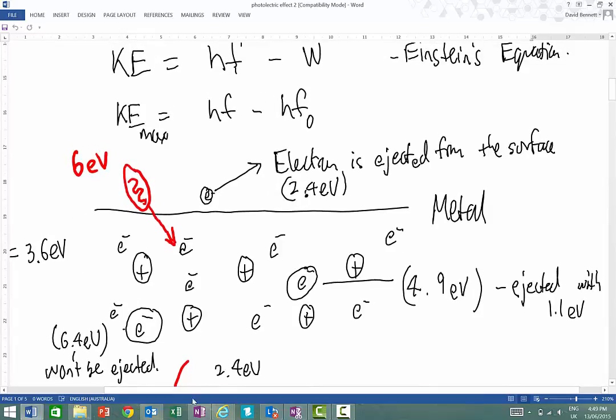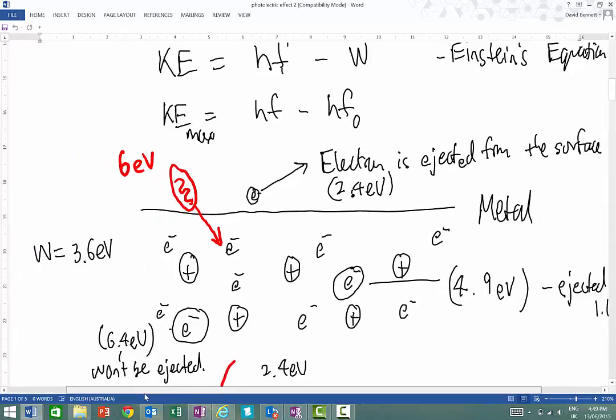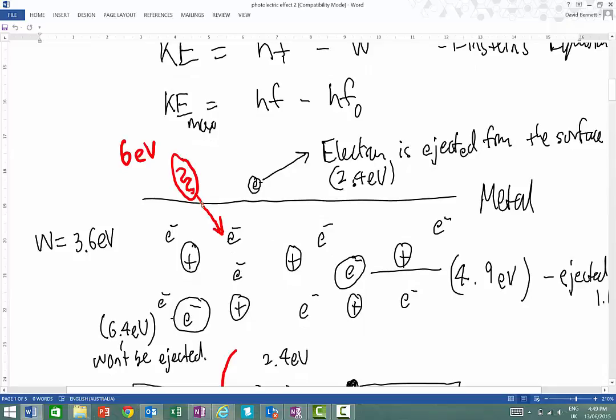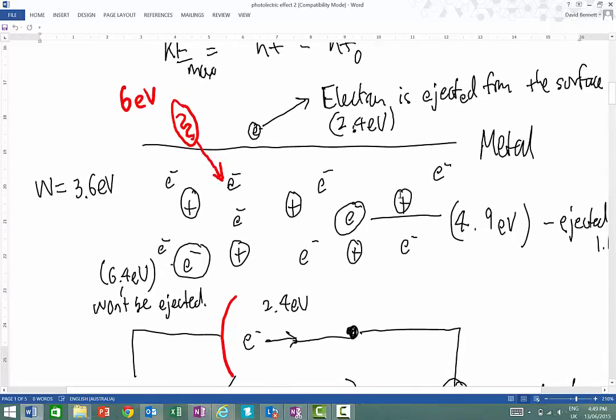So let's say the work function is in fact 3.6 electron volts. You've got a photon coming in with 6 electron volts worth of energy. It hits the electron, which is instantaneously ejected from the surface with 2.4 electron volts worth of energy. So that's simply how it works.